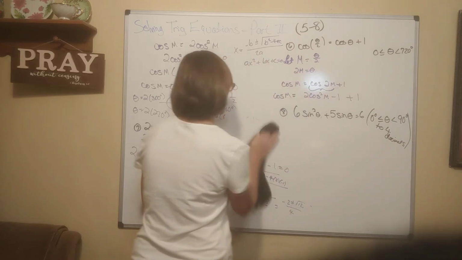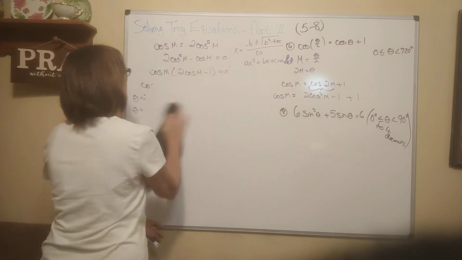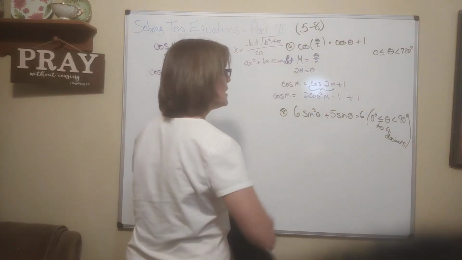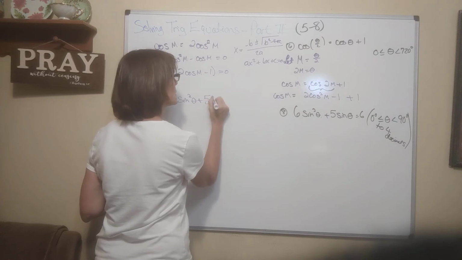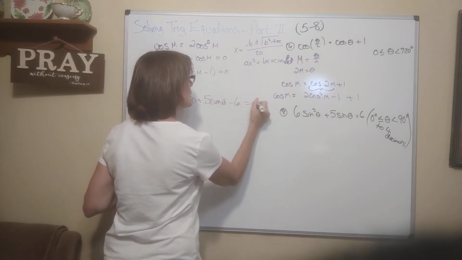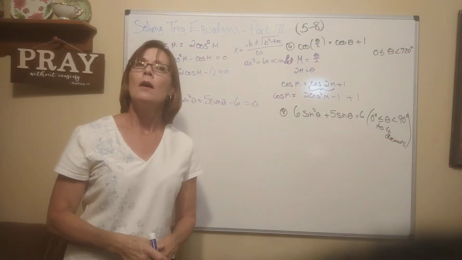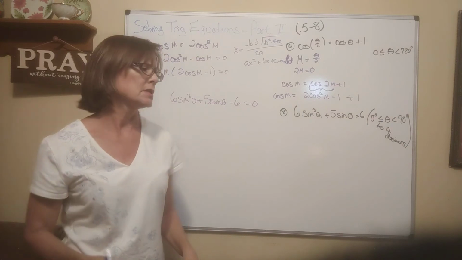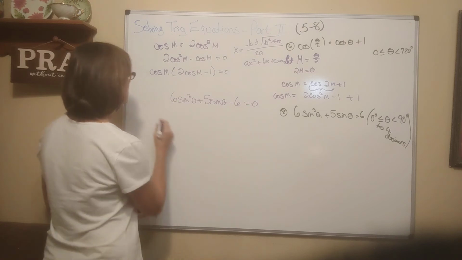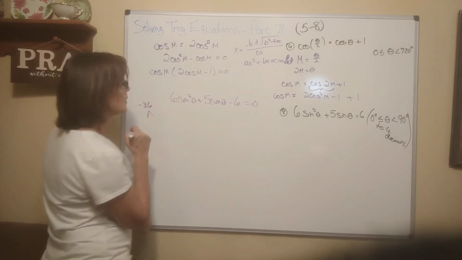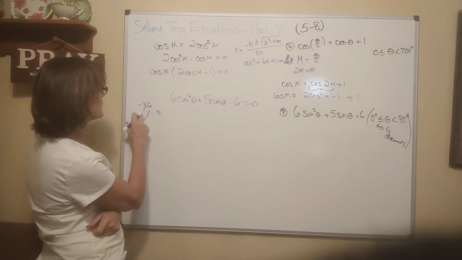So I want to first subtract 6 from both sides, and that's going to give me 6 sine squared theta plus 5 sine theta minus 6 equals 0. Now, I would totally try to factor this, but I tried and I couldn't get it to work. Maybe I didn't try hard enough. Let's see if this factors. 6 times negative 6 is negative 36. We want two things that add up to 5 and multiply to negative 36.